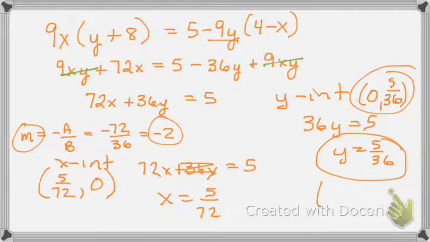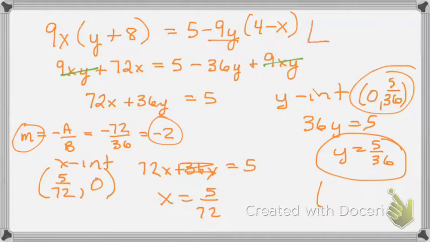Okay? All right, so that one was linear. And since it was linear, we went ahead and found the intercepts and the slope, because there are questions on doing that as well. Okay? All right, how about this one?